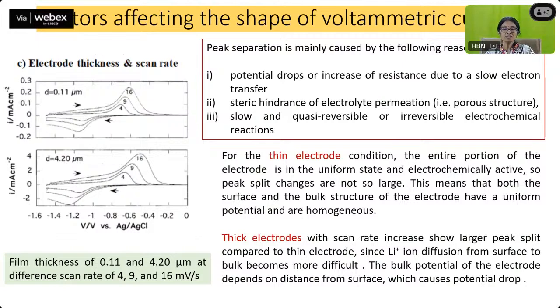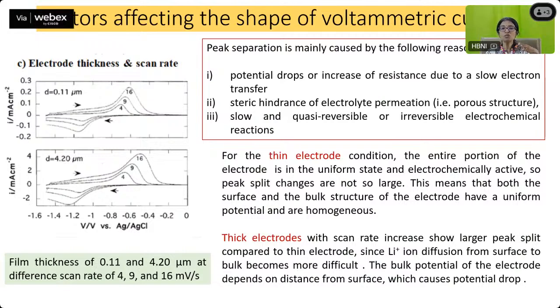Then electrode thickness and scan rate. For the thin electrode condition, the entire portion of the electrode is in a uniform state and electrochemically active. So the peak split changes are not so large. This means that both the surface and the bulk structure of the electrode have a uniform potential and are homogeneous. Whereas with a thick electrode, as the scan rate increases, it shows a very large peak split compared to the thin electrode.